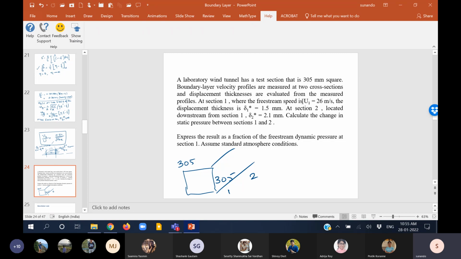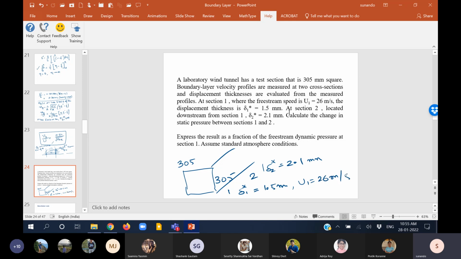At section 1, the free stream speed is U1 equal to 26 meter per second and displacement thickness is 1.5 millimeter. At section 2, delta 2 star is 2.1 millimeter. So over here, delta 2 star is 2.1 millimeter, and over here delta 1 star is equal to 1.5 millimeter. And the free stream velocity at this point, which is U1, is 26 meter per second.